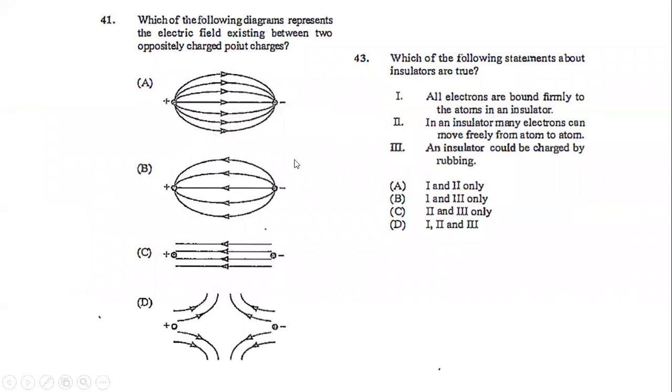43. This question deals with electric field. What you should always remember is that all the field lines are always drawn from positive to negative. So therefore, we're looking at the answer A.